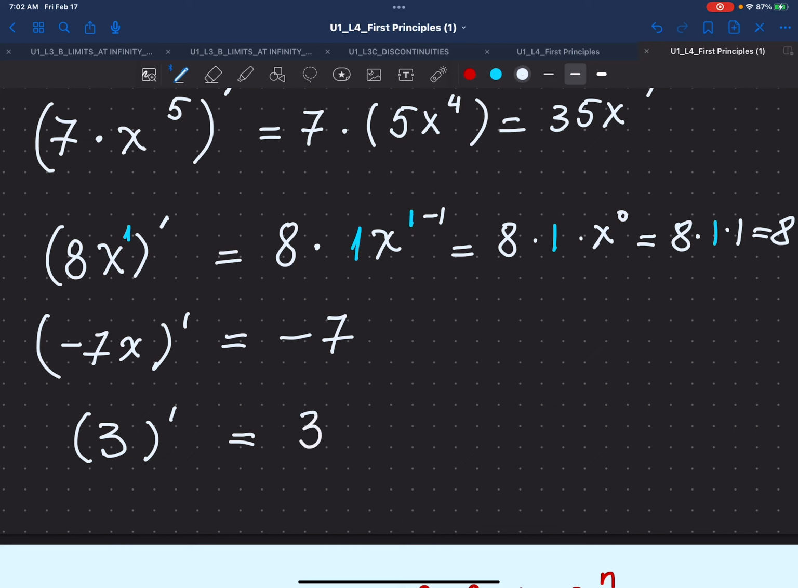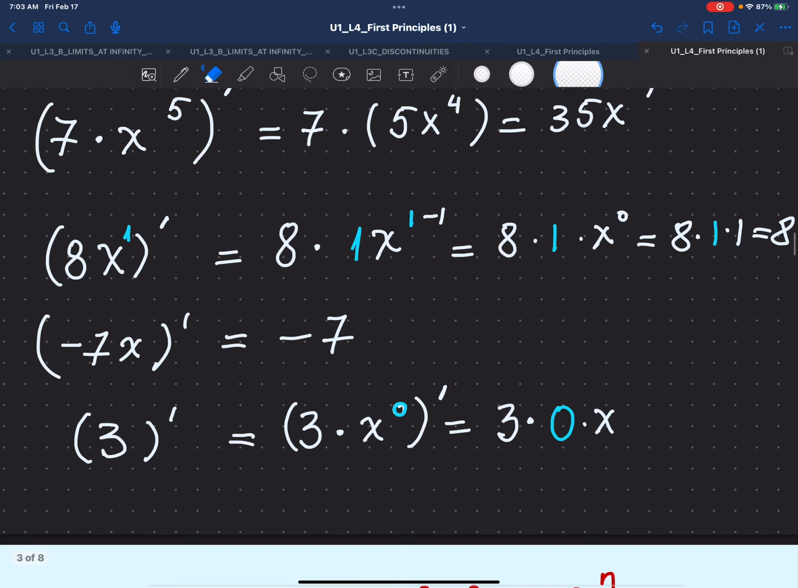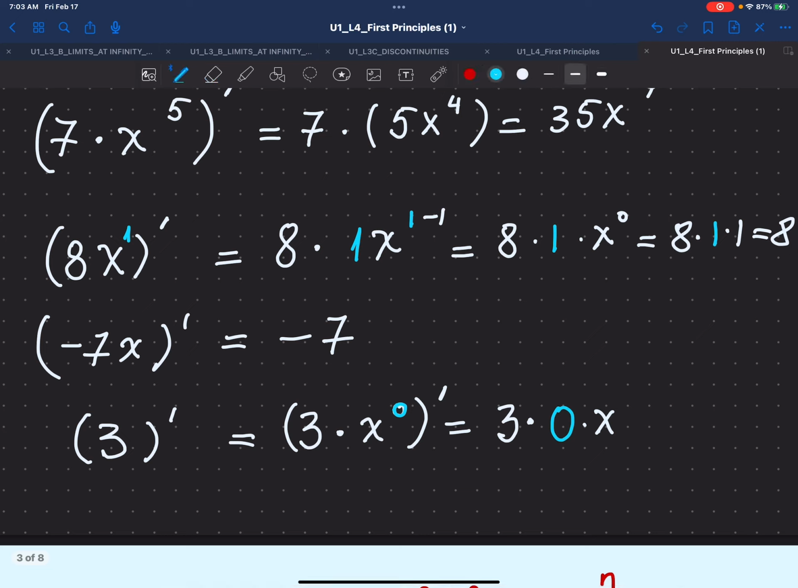So what I'm going to do is change this expression a little bit. Instead of having no x at all, I'm going to write x to the power of 0, which is practically 1. And 3 times 1 is still 3. So we're differentiating this. What that means is that now we have 3. That's a coefficient that doesn't change. The power of 0 will become the coefficient of x. And then we have x. And then we have 0 minus 1.